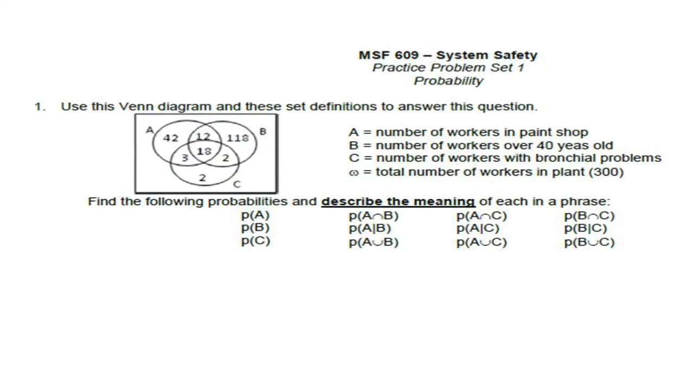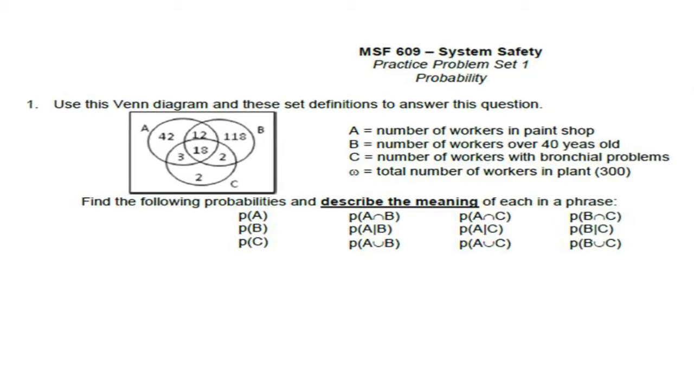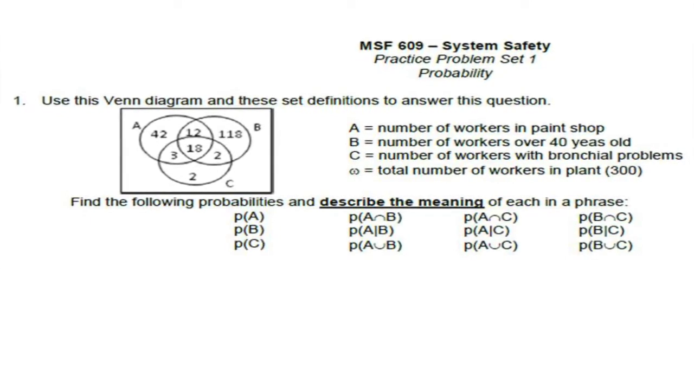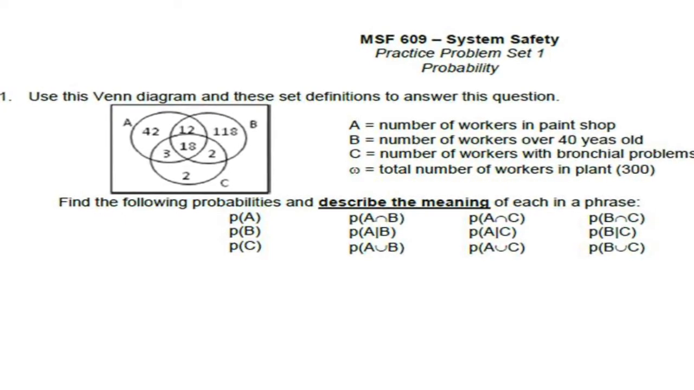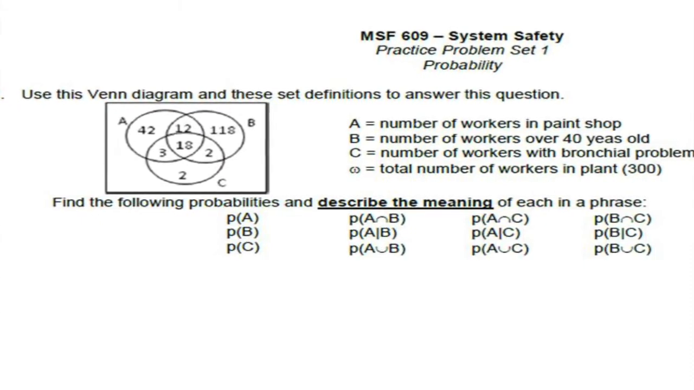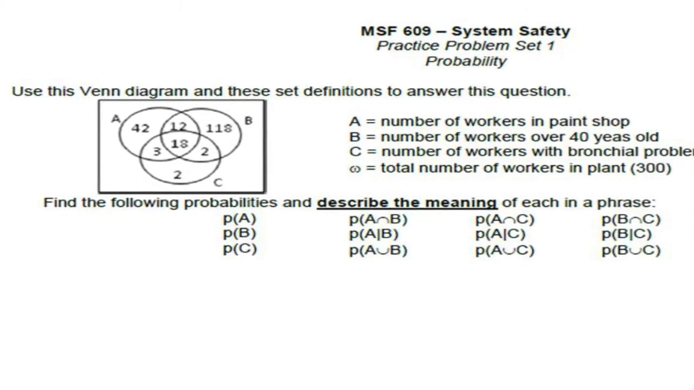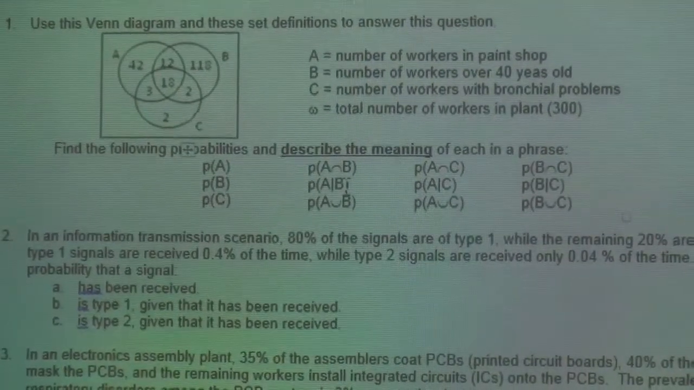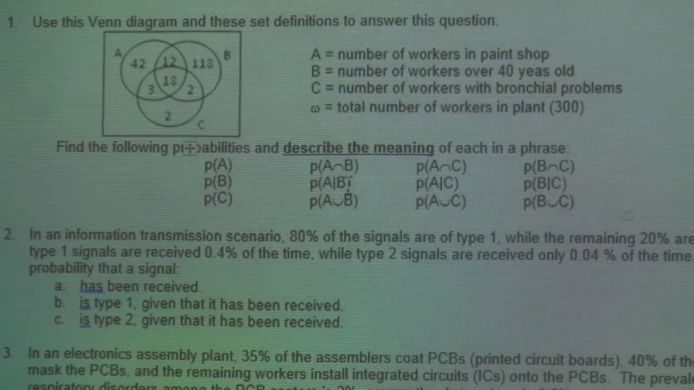So the first one is a Venn diagram problem with A, B, and C defining certain types of workers: where they work, age, and whether they have a particular malady or not, bronchial problems, and then the universe of 300 workers. I thought the best way to do it would be to give you an exhaustive list here of all the conditional probabilities, unions, and intersections, and then ask you to describe them, because that's really what's important with this, being able to verbalize what it means, as always.